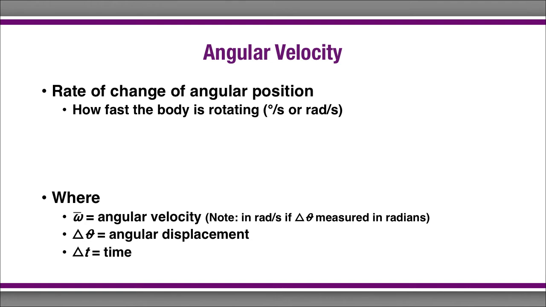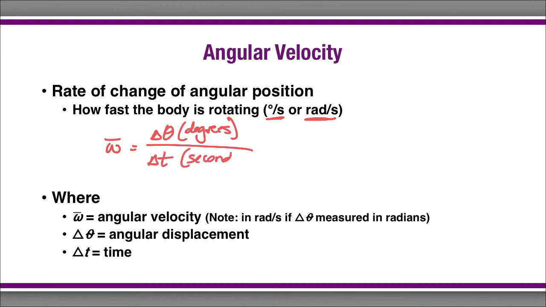Angular velocity is defined as the rate of change of angular position. This is how fast a body is rotating about an axis and can be expressed in degrees per second or radians per second depending on the problem. Mathematically, this is written as angular velocity equals change in theta in degrees divided by the change in time in seconds.